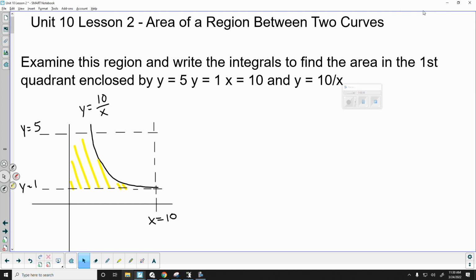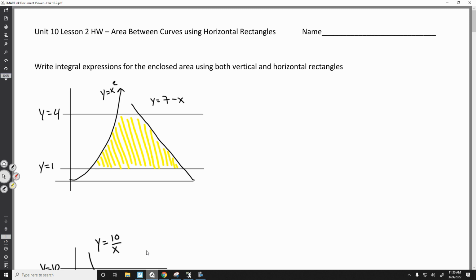All right, let's switch over to the homework. Okay? So, we want to find this area of the shaded region. What is different about this region? What makes this region more complicated? What would need to be done to find the area of this region? Discuss this with your neighbors. Go.